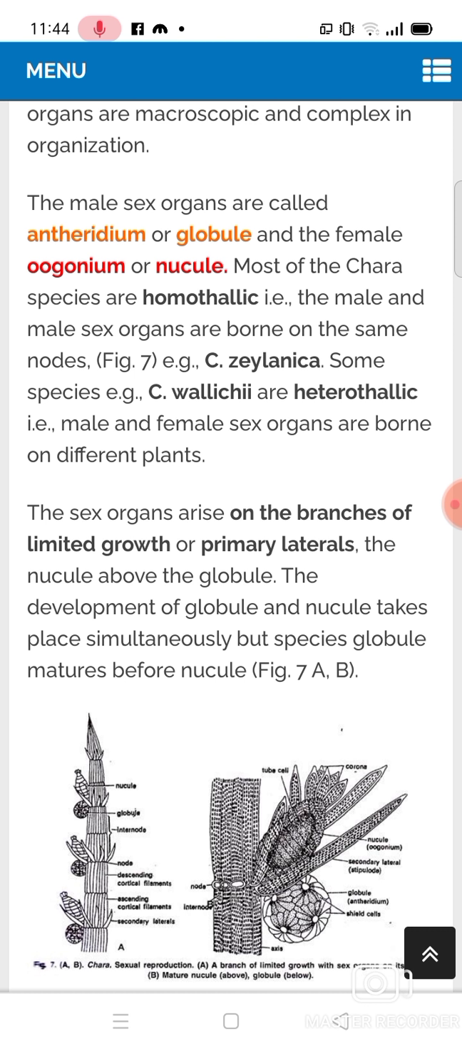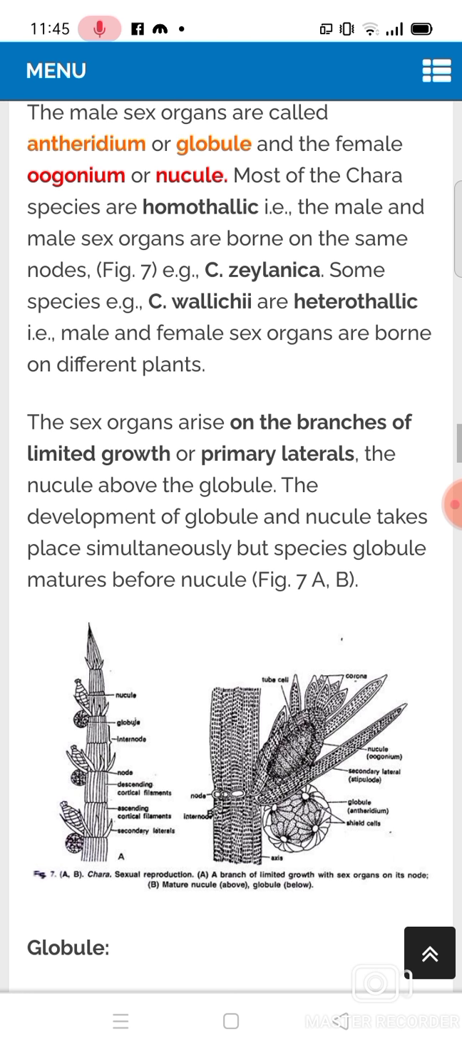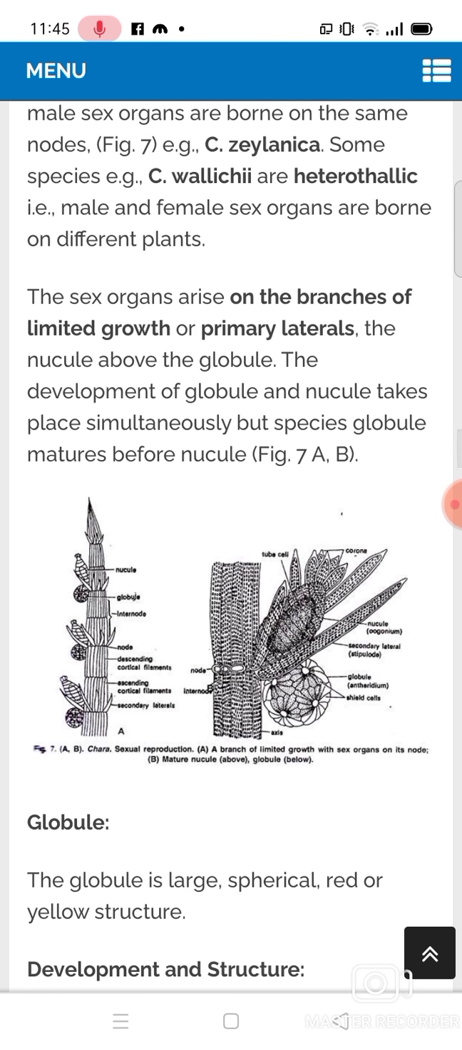Some species are heterothallic. What is meant by heterothallic? Hetero means different. So in heterothallic, male and female sex organs are borne on different plants or on different thalli of algae. The sex organs arise on the branches of limited growth. We have talked about what the branches of limited growth in the chara are. Sex organs basically develop on those branches which are called the branches of limited growth or the primary laterals. The nucule is above the globule.